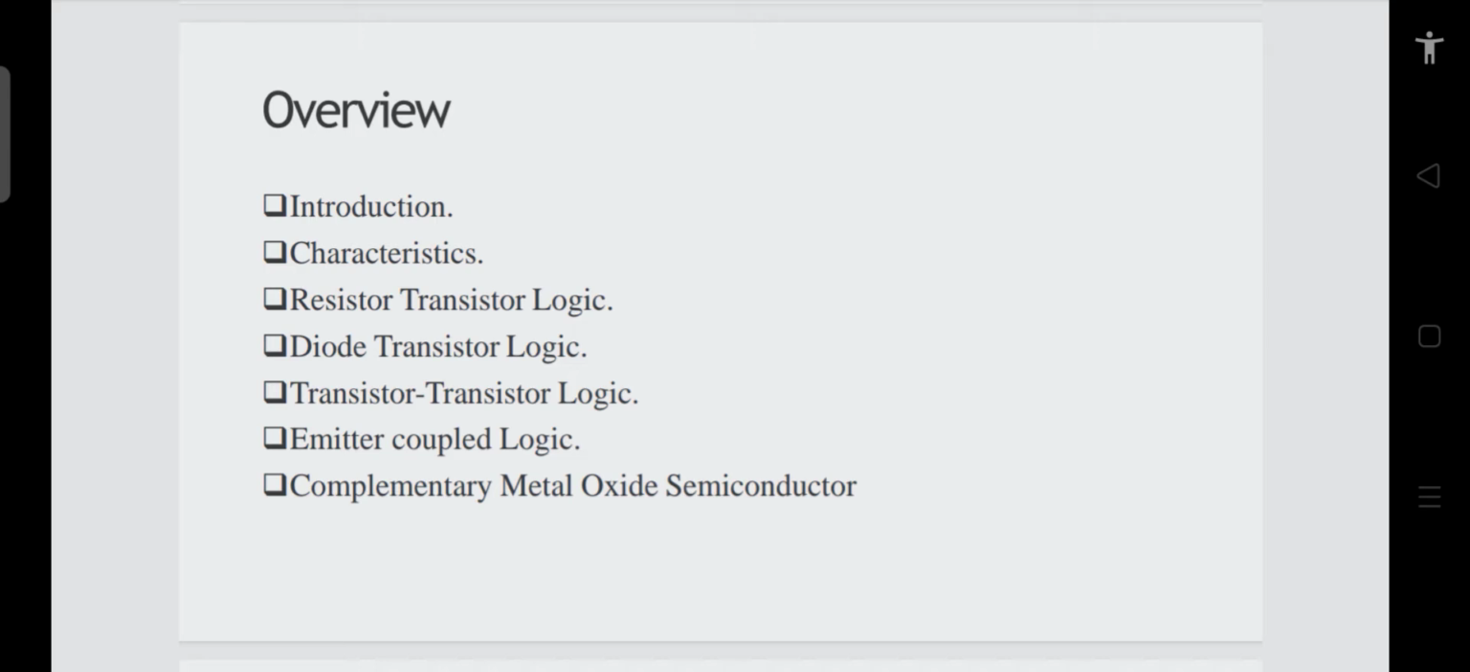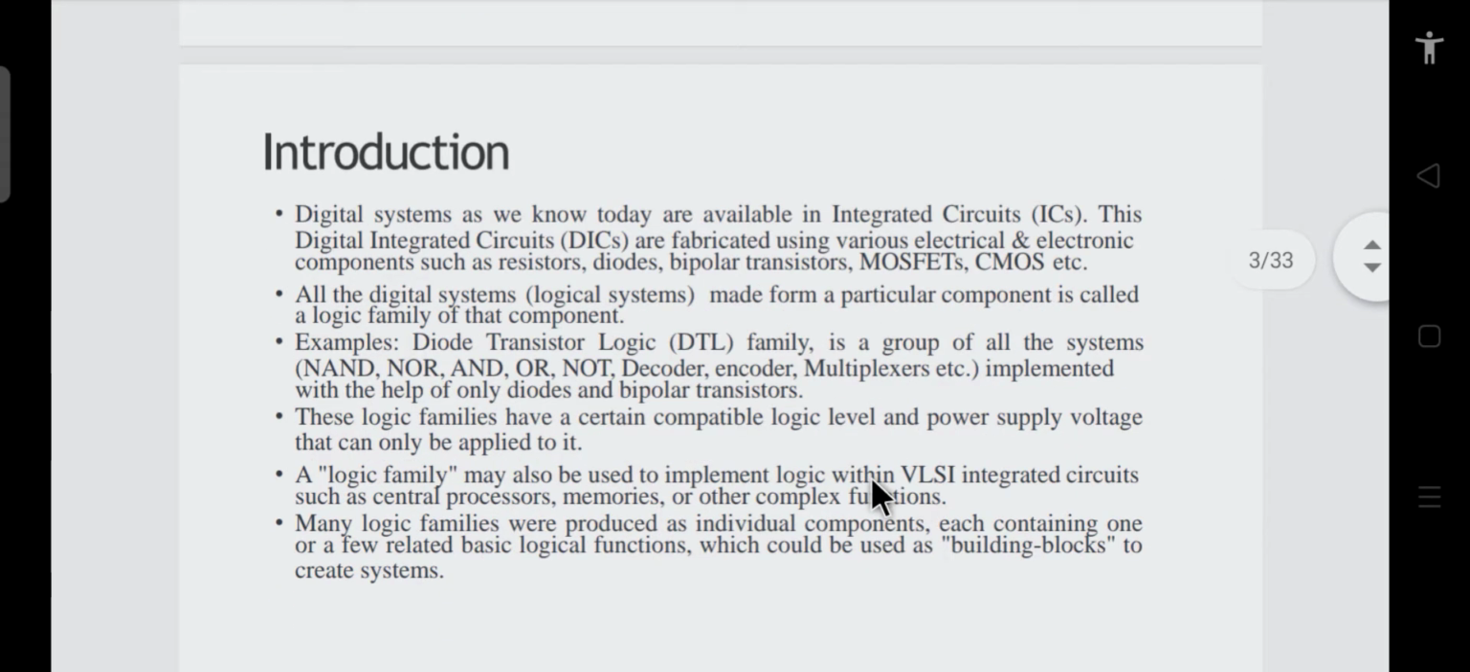Then later on we will study some well-known logic families like the resistor transistor logic family, RTL, then the diode transistor logic family, which is called DTL, then the transistor-transistor logic family, which is called TTL, then emitter coupled logic, and CMOS, that is complementary metal oxide semiconductor field effect transistor logic family. So one by one we will discuss them.